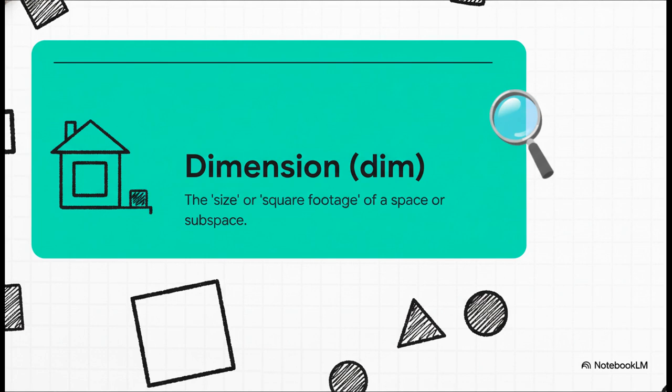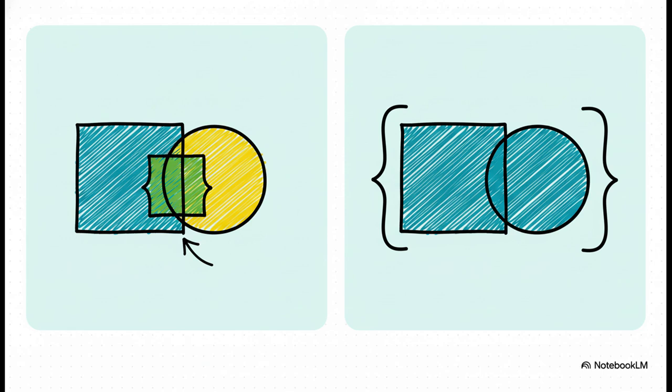Okay, so we have a house and we have rooms. But how do we talk about how big they are? Well, that's where this concept of dimension comes in. We'll just shorten it to dim. For our little detective story, you can just think of dimension as the size, the square footage of the house, or any of the rooms inside it. Simple as that.